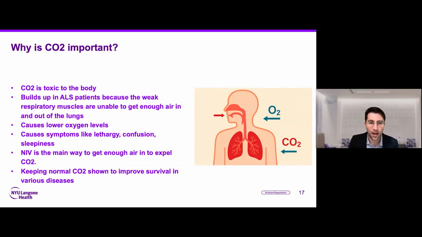So carbon dioxide is ultimately toxic to the body, and the way we get rid of it is by exhaling. So we inhale the oxygen for energy, and we exhale the waste product, carbon dioxide. Now, in ALS or in any other condition that causes respiratory muscle weakness, carbon dioxide can build up in the bloodstream and accumulate because the respiratory muscles are too weak to get the air in and out of the lungs well. And as that carbon dioxide level builds up, that can cause oxygen levels to go down. But again, that is not fundamentally a problem with oxygen, it's a problem of the carbon dioxide.